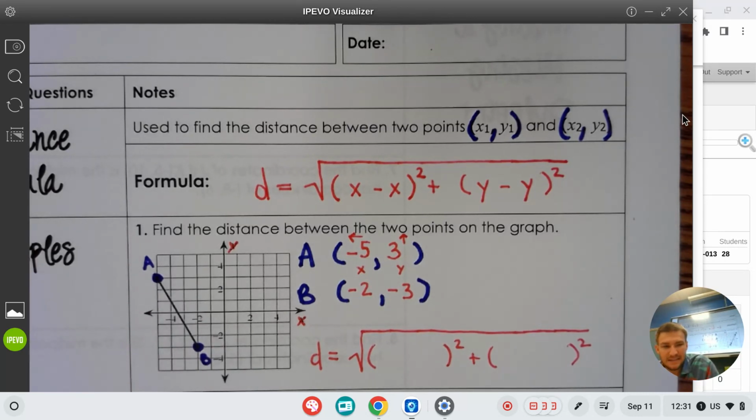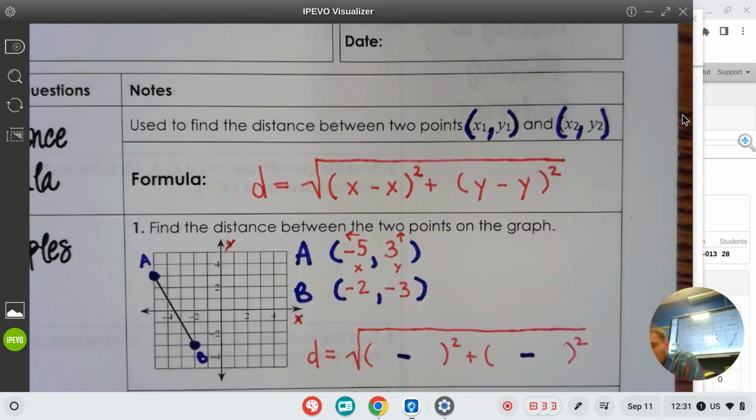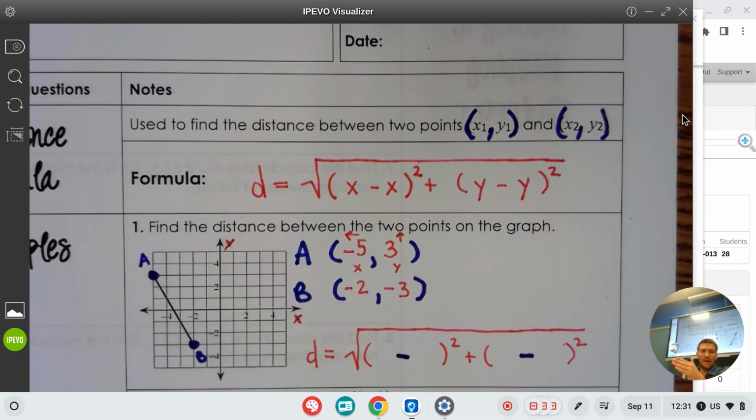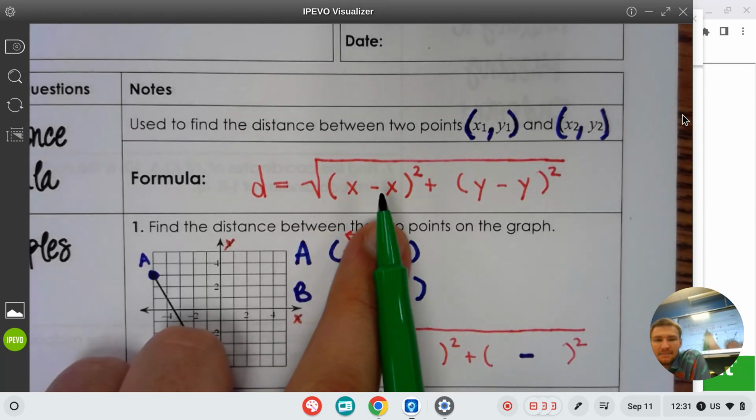One of the biggest mistakes is always the negatives in the middle. So I like to get myself all the way organized until I have everything there except for the x's and the y's. And now it's just time to get those numbers into the formula. Like I was saying, we need to decide x minus x.